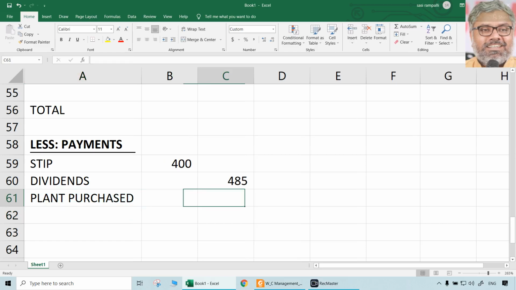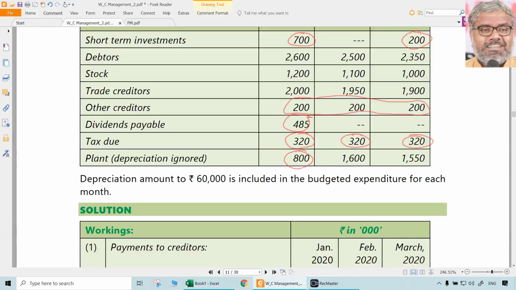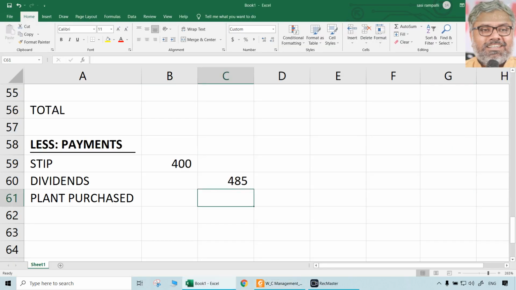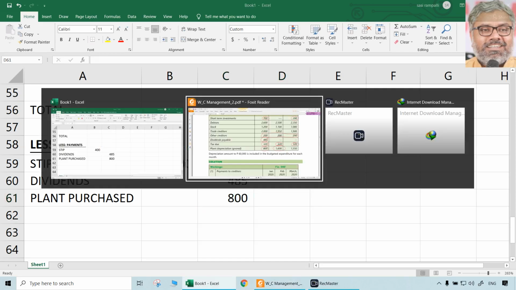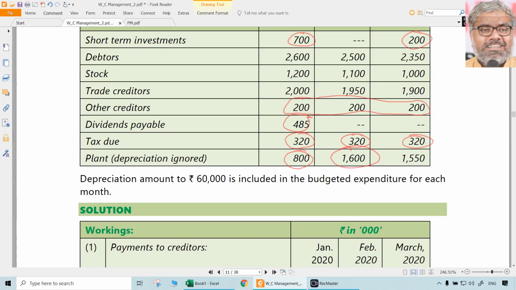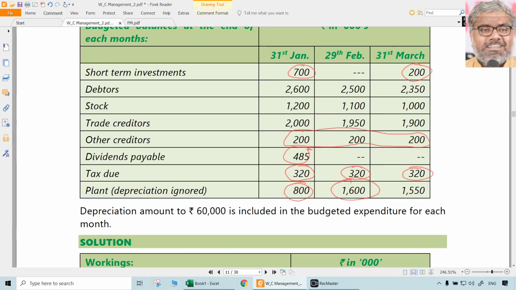Purchase of plant, you can call it. In February, how much is that? 800 to 1600 it has become, means 800 worth of plant would have been purchased. That is purchase of plant. Then in March, what happened? 1600 became 1550. What does it mean? It means 50,000 worth of plant was sold.